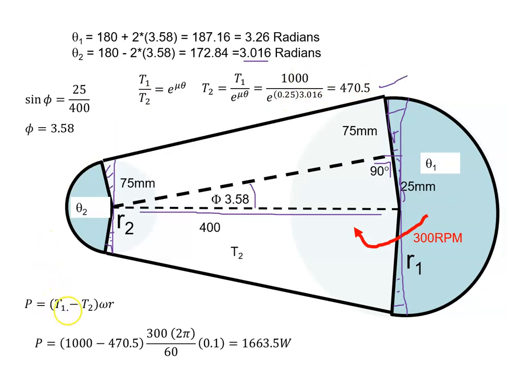Our power equation is T1 minus T2 times omega r. So the velocity of the belt, it doesn't matter which side you take it, it's either here or here, but we were given omega for the larger pulley, so we have to use the radius of the larger pulley. So omega, it was 300 RPM. So converting that to radians per second, divide by 60, multiply by 2 pi, and the radius here was 100 millimeters, which we saw. T1 was 1,000, T2 is 470.5, and when I multiply that all out, I get 1,663.5 watts.